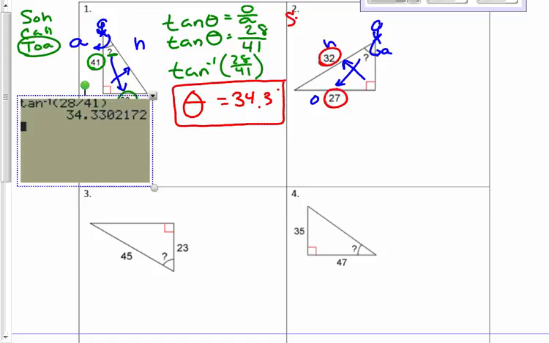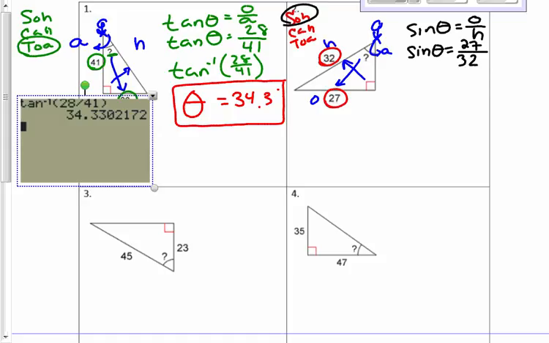So you're thinking about SOHCAHTOA. So we have H and O. The trig function that uses H and O is sine. So we're going with sine of theta equals our opposite over our hypotenuse. We don't know theta, so we're going to leave it in there. So sine of theta equals our opposite. Opposite was 27, all over our hypotenuse of 32.